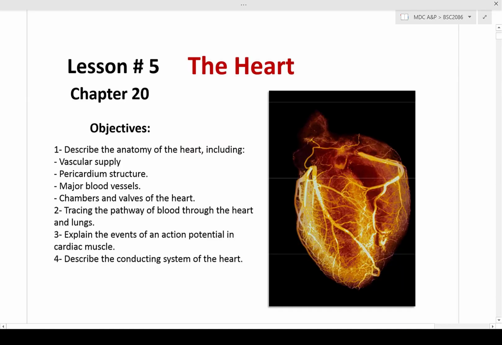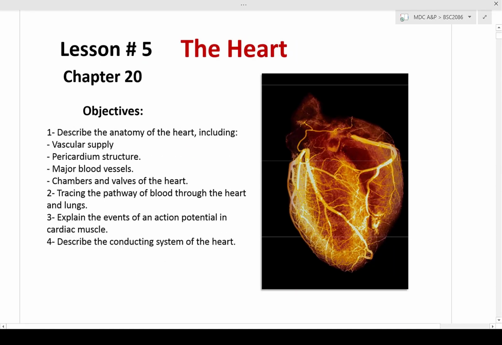So this is the first section of the heart. We're gonna talk about pretty much the anatomy of the heart, vascular supply. Basically, what do we know about the anatomy of the heart? Because most of you guys already know. So how many chambers are in the heart? Chambers, there's a total of 4 chambers, right?